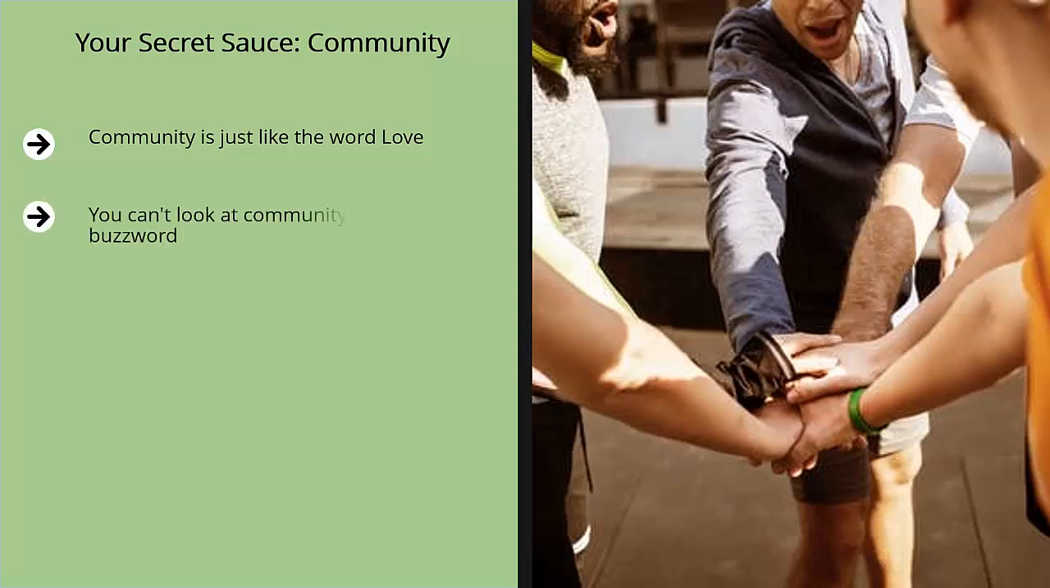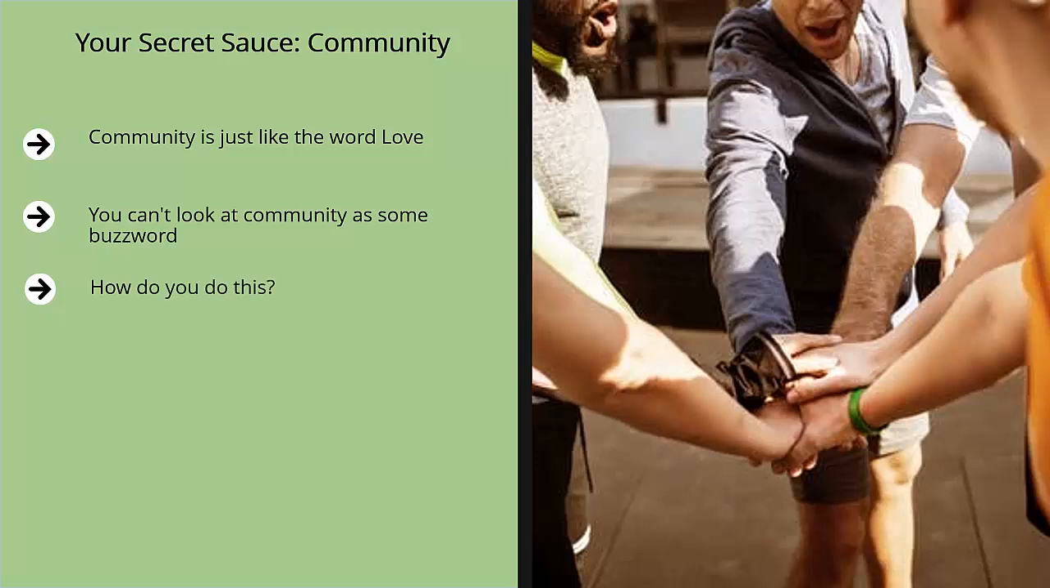You can't look at community as some buzzword. You can't look at it as just another marketing concept. It has to be real for your specific case. Unfortunately, nobody can do this for you. You have to jump in there. You have to engage with your community members and get them to become emotionally invested in your brand.